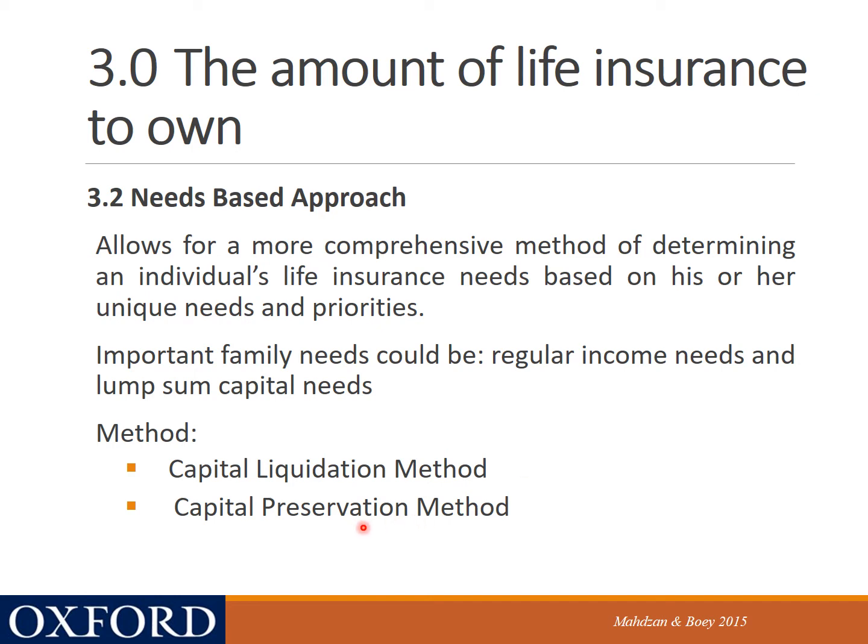Whereas in the capital preservation method, we are assuming that these life insurance funds will continue perpetually, whereby the annuities will be perpetual and there's no time frame whereby the capital will be exhausted. So in the capital liquidation method, we assume that this capital sum of money, or the insurance sum assured, will be exhausted by a certain number of years, whereas in the preservation method, we are assuming that the funds remain and it is perpetual, the annuities are perpetual.